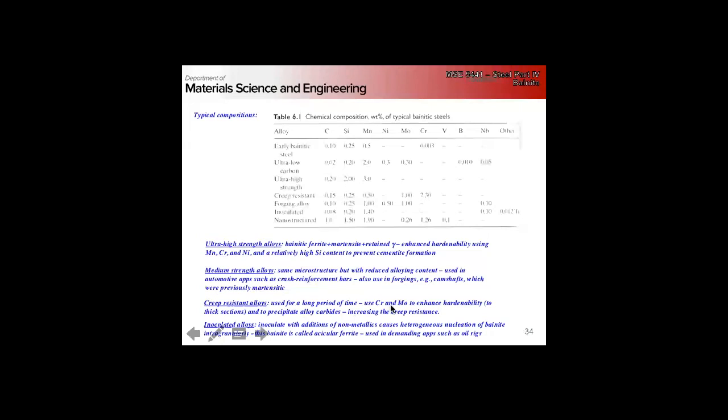Creep resistant bainite, creep resistant alloys. The main thing is we want to throw some chromium and molybdenum in there to enhance hardenability and to precipitate carbides, right? Basically, the more carbides that we have in there, the more that we're impeding defect motion at higher temperatures, the more creep resistant our alloy is going to be.